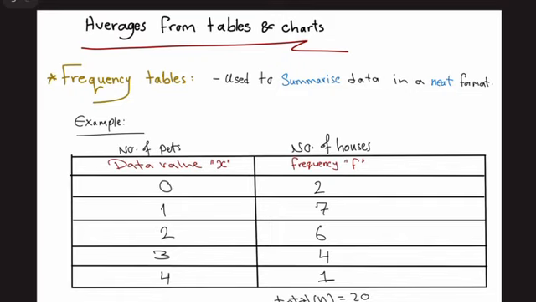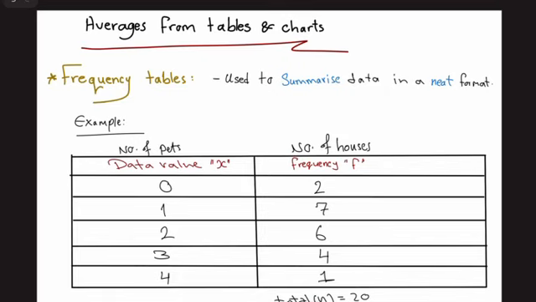We had zero pets, no pets at all. In how many houses? In 2 houses. And we have 1 pet in 7 houses, and we have 2 pets in 6 houses, and we have 3 pets in 4 houses, and 4 pets in 1 house. The total frequency here is 20.